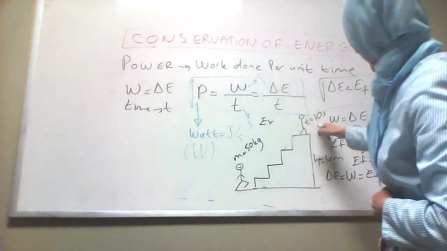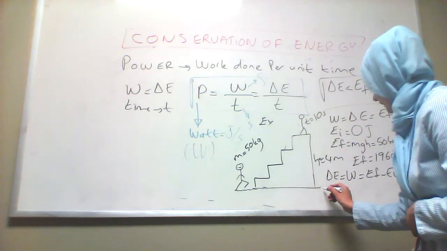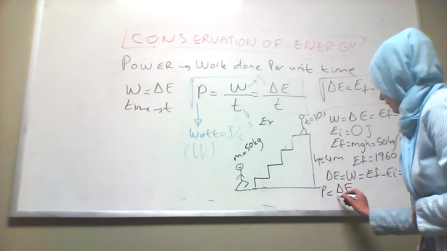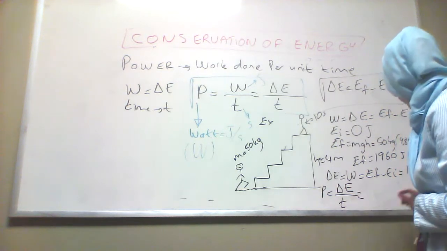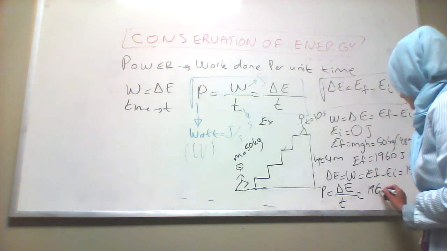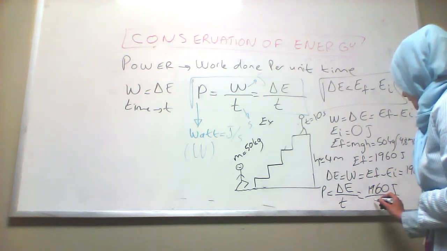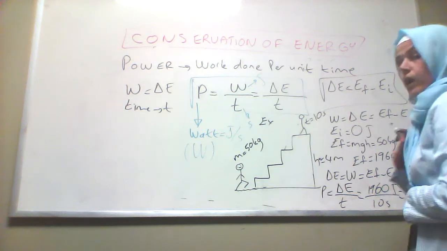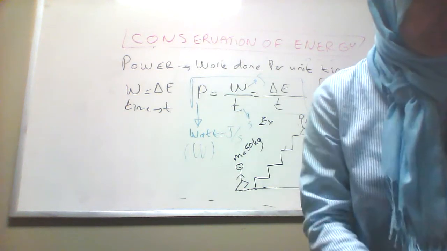The time is 10 seconds, so you can just simply calculate your power as change in energy, or work, divided by the time. 1960 joules divided by 10 seconds, so 196 watt is your power.